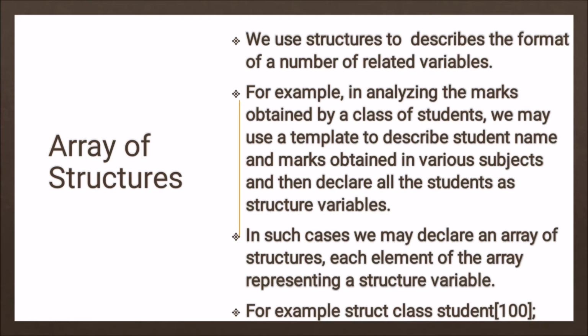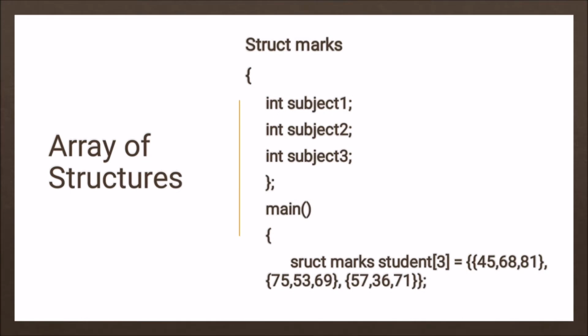So in such cases, we may declare an array of structures, each element of the array representing a structure variable. For example, struct class student of 100. This is the array of structure. Now let us see the example, or we can say that we declare the format of the structure. The struct marks is a tag, and subject 1, 2 and 3 are the three elements of the structure marks.